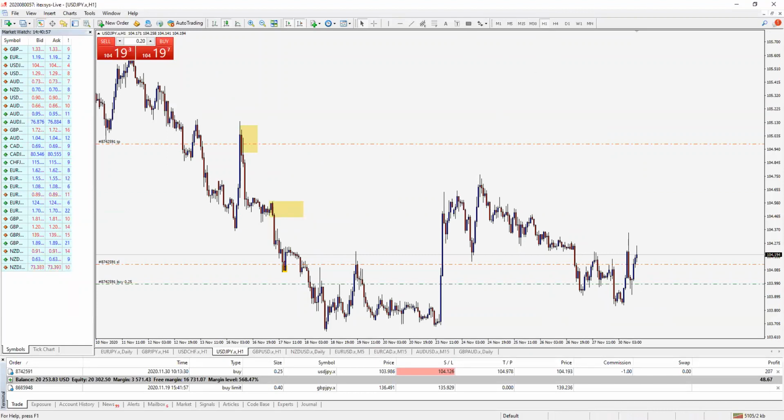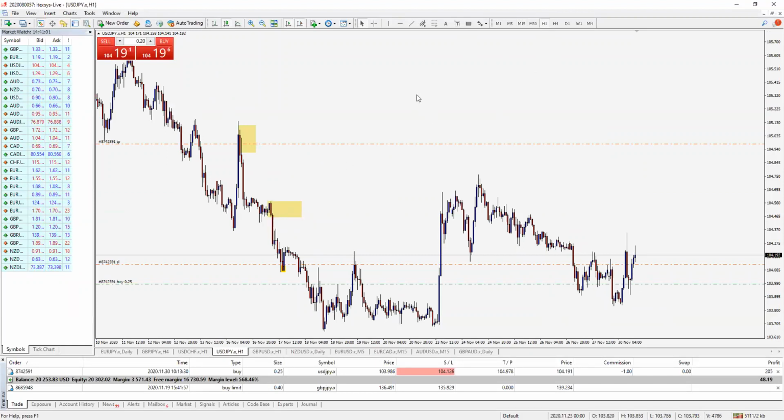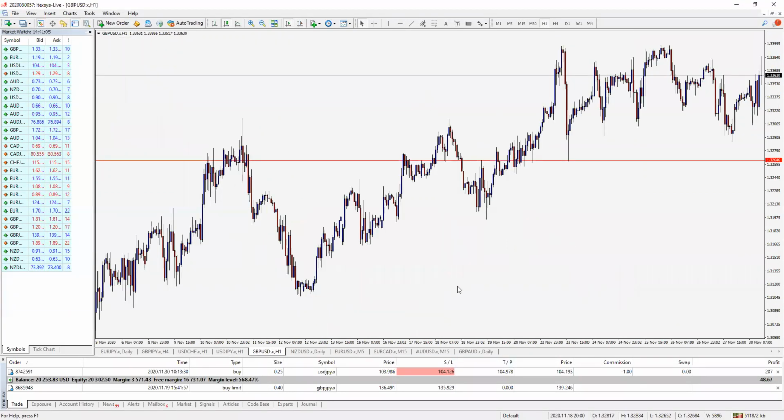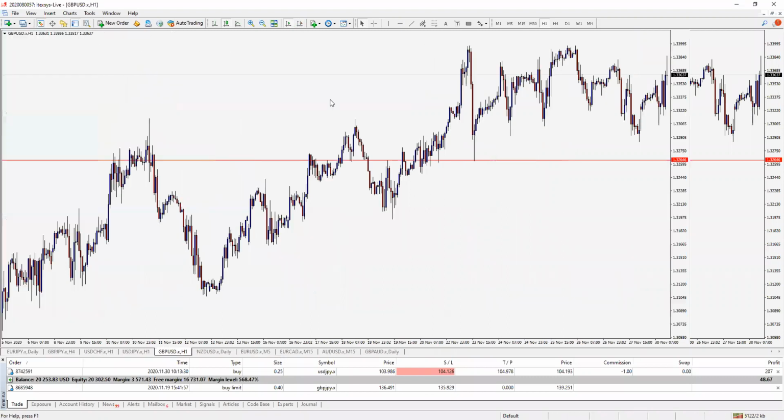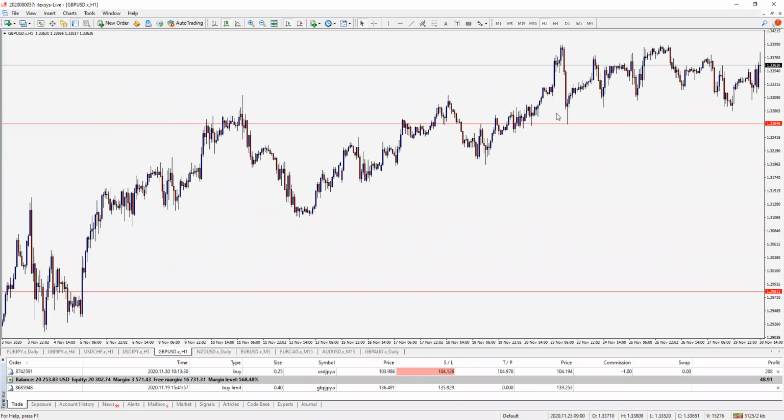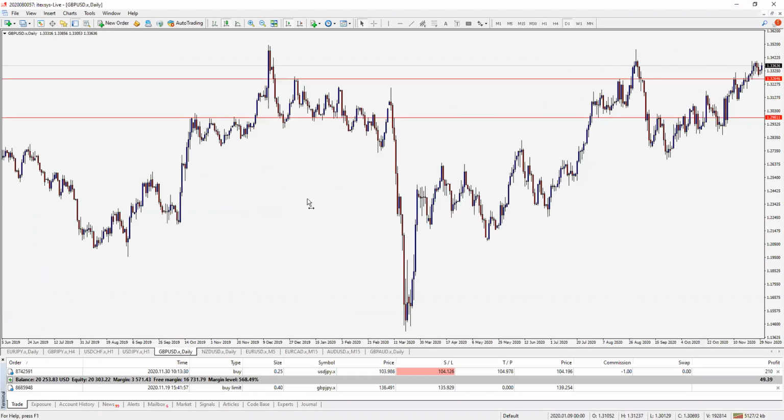Okay, I'll take the last. What about GBP long pullback? We just talked about the pound yen. What do you mean by long pullback? Because I don't see any good reaction to do something with the pound against the dollar at the moment.